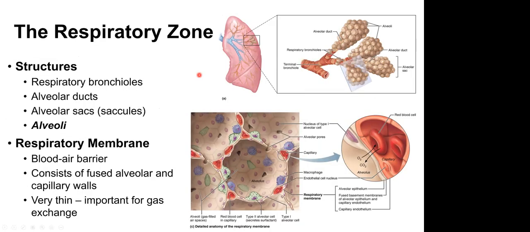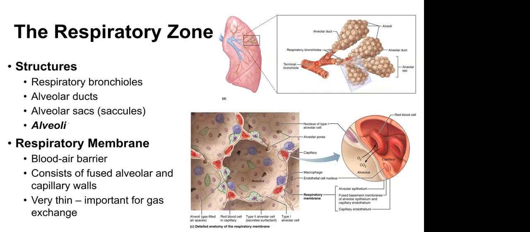So what we've been talking about so far has been pretty much the conducting zone. So let's talk a little bit about the respiratory zone. So structures of the respiratory zone are going to be the respiratory bronchioles, the alveolar ducts, the alveolar sacs, and the alveoli themselves. So we have all of this branching that is occurring, and eventually we reach what's called a terminal bronchiole, and then a terminal bronchiole is going to split.